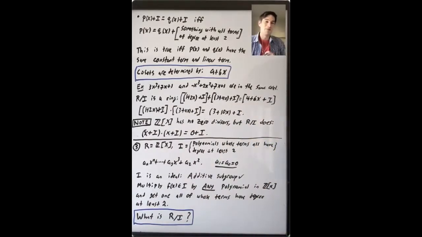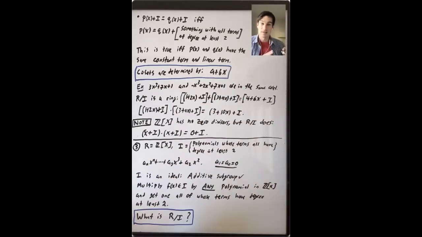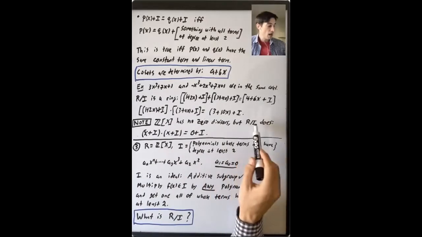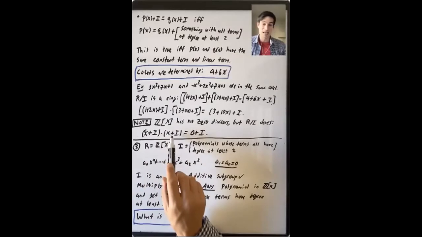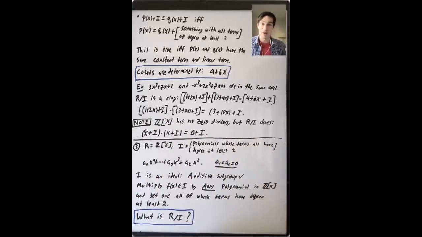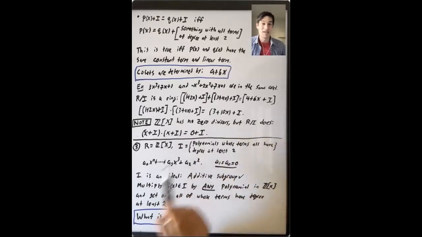Okay, so what's the point of focusing on an example like this? Well, it has a property that you might think is a little surprising at first. This ring R, Z[x], does not have any zero divisors. But R mod I does. If you take (x plus I) times (x plus I), what you get is the left coset of I containing x squared. But that is the left coset of I containing 0, that is I itself, because x squared is in I.